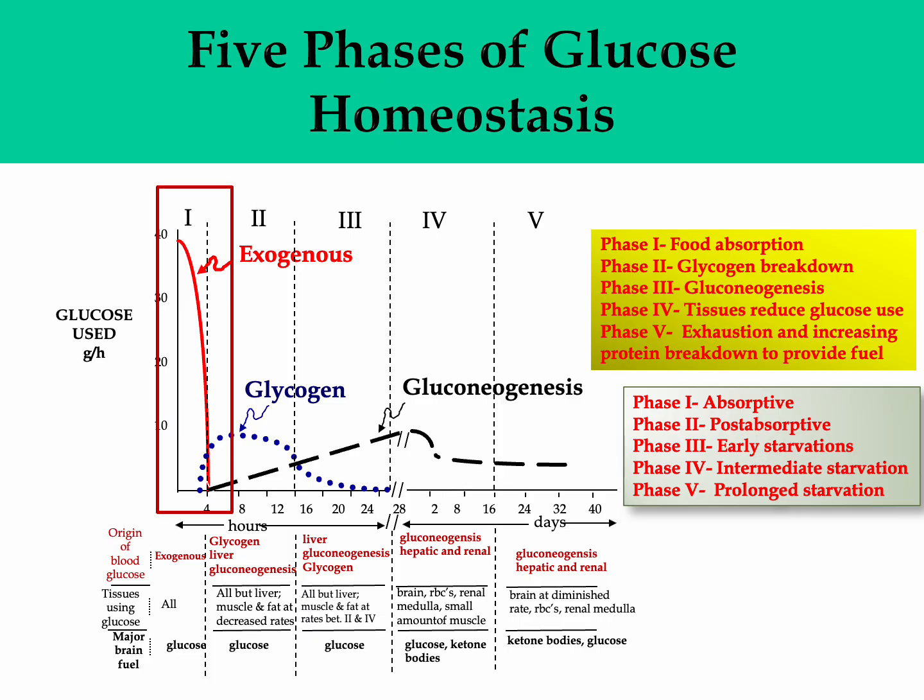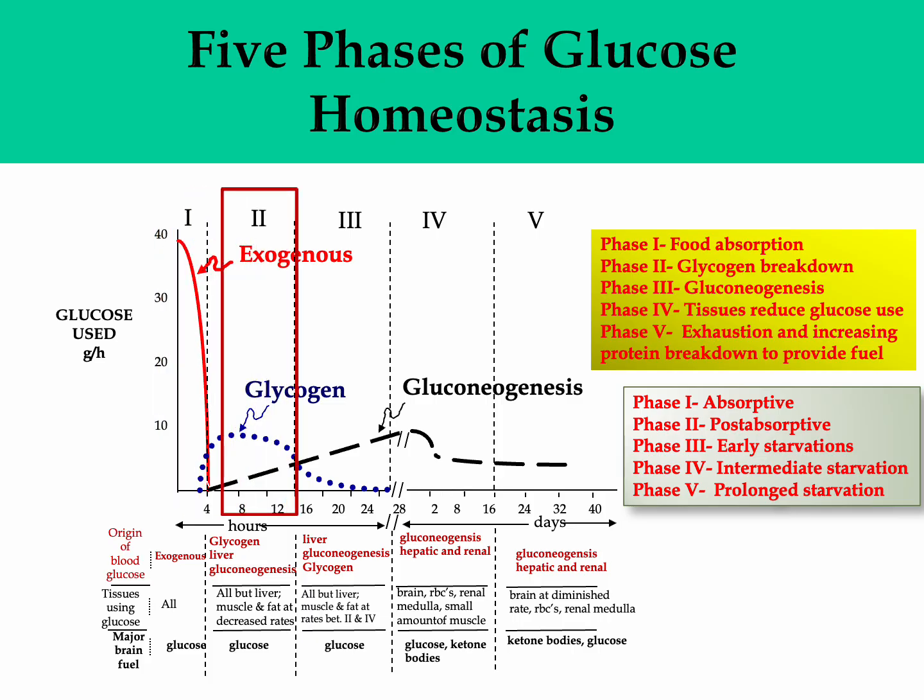Phase 1, which is the absorptive phase, that's 0 to 4 hours post-meal. Glucose originates from dietary carbohydrates absorbed in the intestine, and most tissues, including muscles, adipose tissues, and liver, actively use glucose for energy as well as storage. The brain relies entirely on glucose as its primary fuel during this phase, with insulin facilitating uptake in the peripheral tissue.